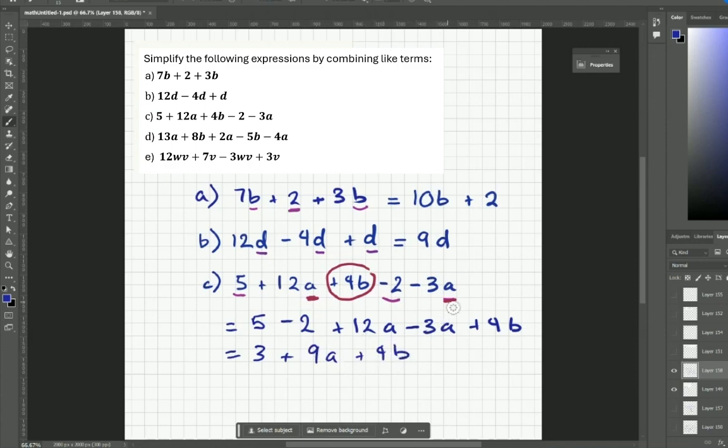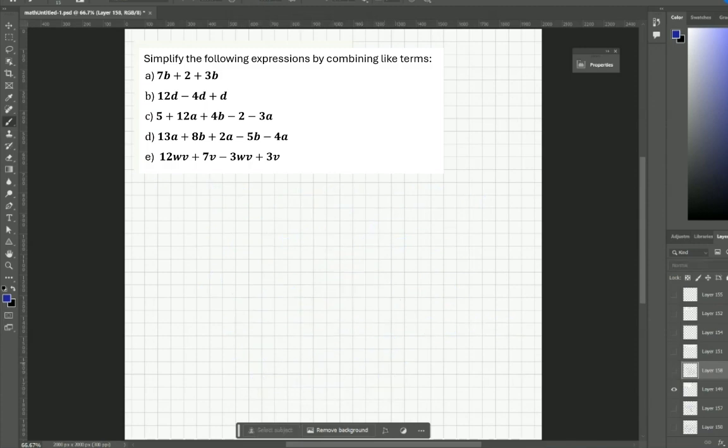It is kind of a mathematical convention to list these in alphabetical order, so it will be 9a plus 4b plus 3 at the end. Alright, let's make some space and let's do the next one.